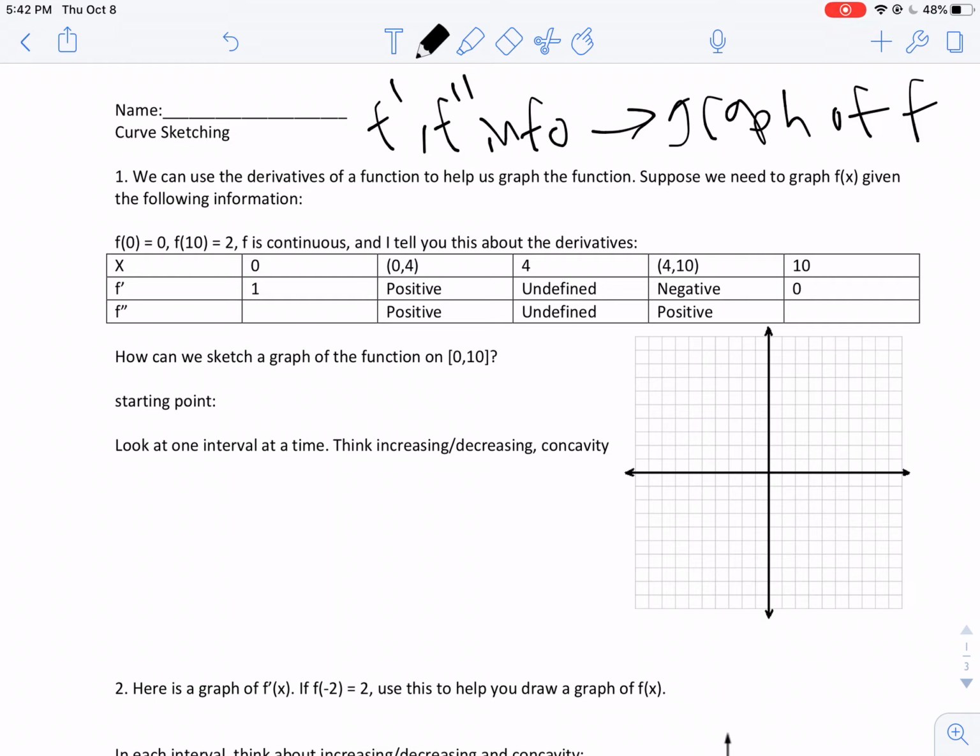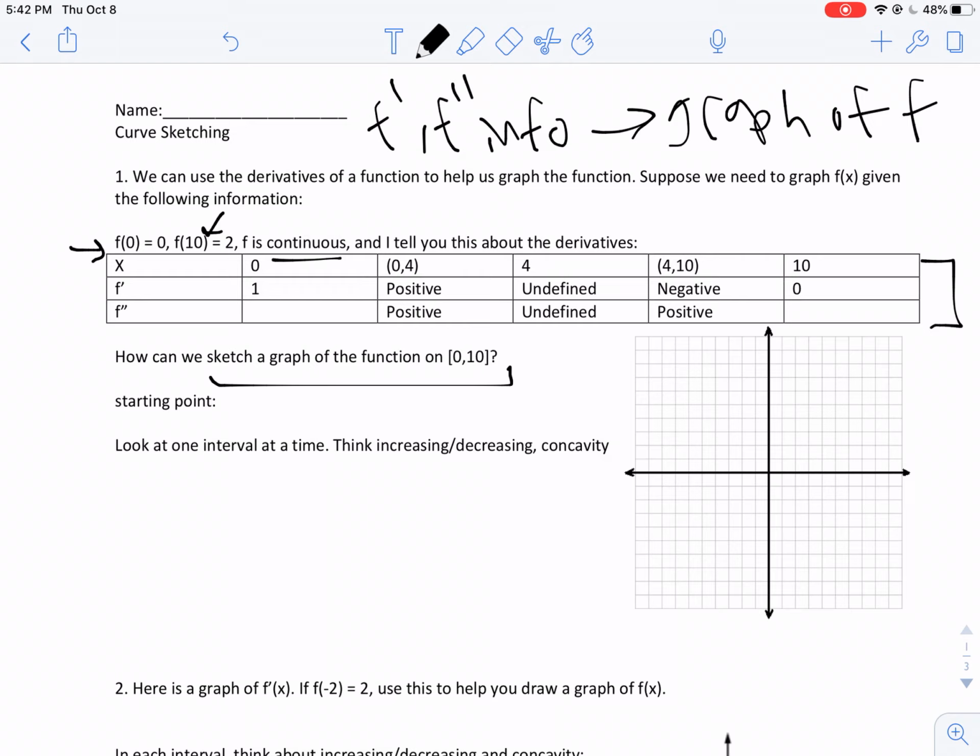Okay, so in this case, I'm going to tell you that f of 0 is 0, f of 10 is 2. You have a continuous function, and they have this information about the derivatives. And what we're trying to do is sketch a graph of the function from 0 to 10. Okay, now a couple things.